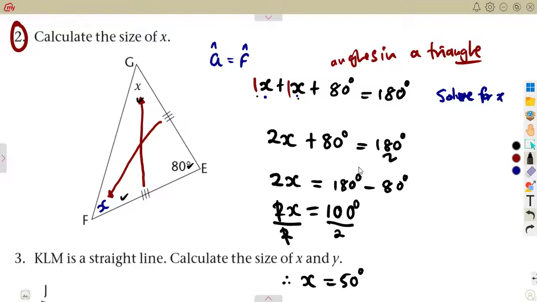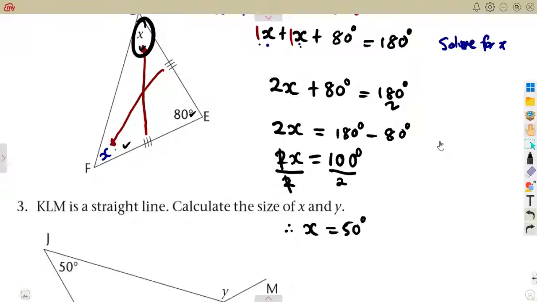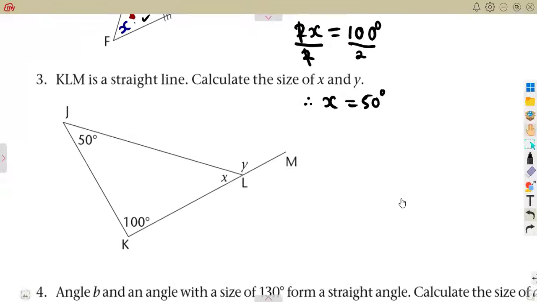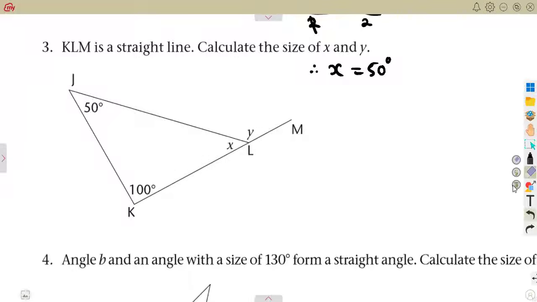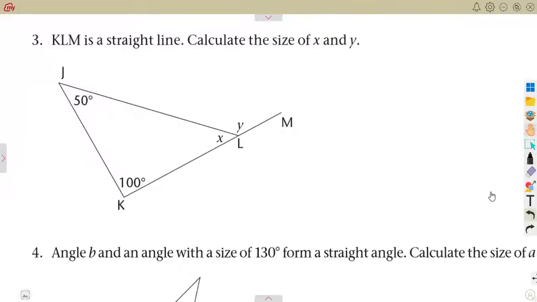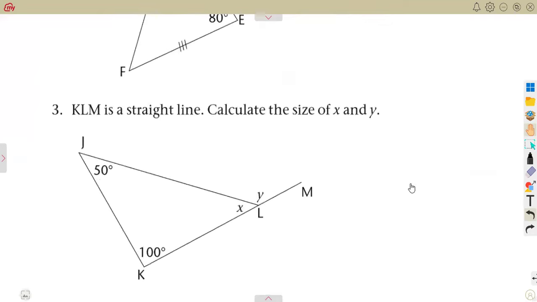We can form an equation in x because these two are equal, so it's also x. This is x, so this is also x. We can use any other way, guys, as long as you understand that angles in a triangle add up to 180, and the concept of isosceles, you can work it the way that you understand. That was one question there.